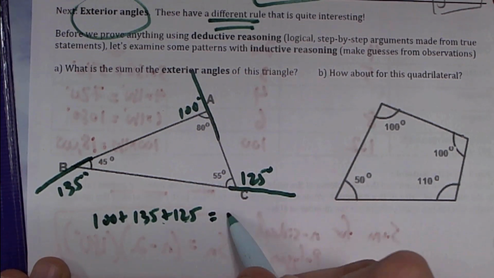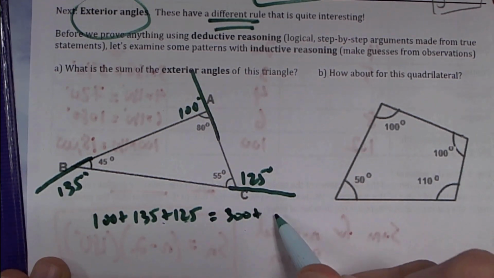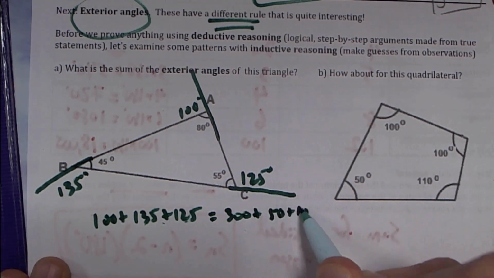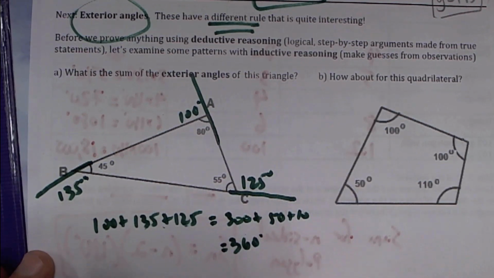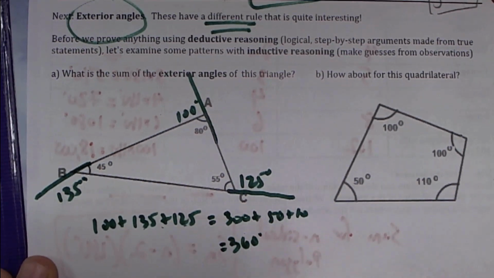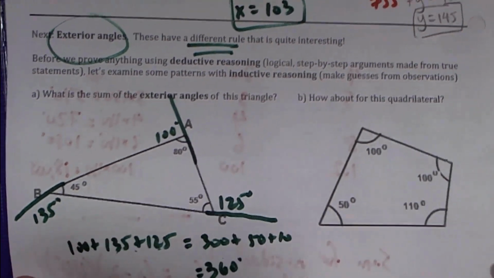5 and 5 is 10. Right, 300 plus 50 plus 10, that's 360. Okay, so maybe for triangles it's 360. Let's see if we can figure out what's, again, if you want to pause it, try it yourself, great.